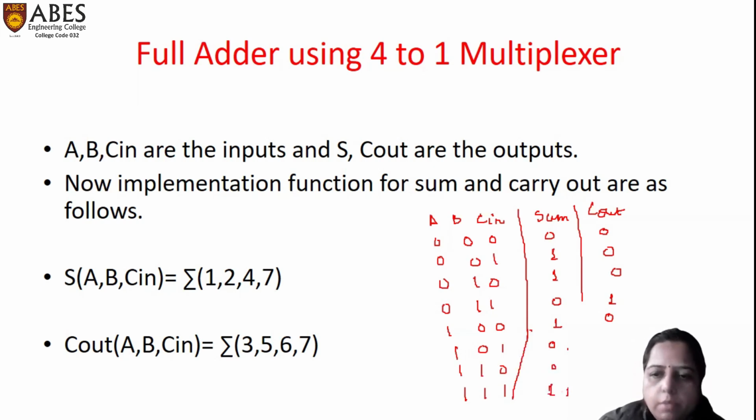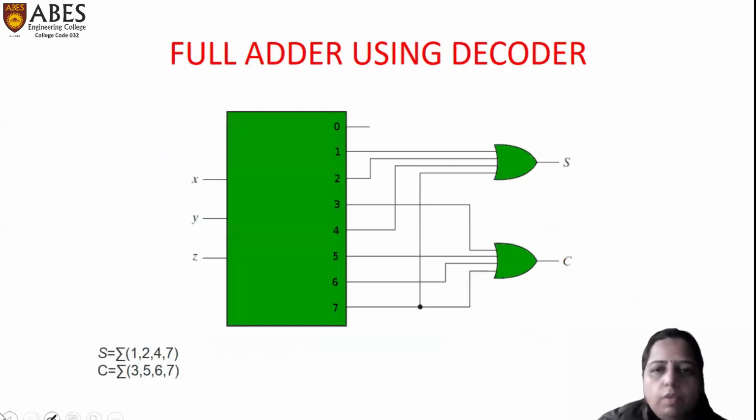So from this table, we can see that for the numbers 1, 2, 4, and 7, the sum is 1. While for 3, 5, 6, and 7, the carry is 1. And therefore, we have written 1, 2, 4, and 7 for the sum, and 3, 5, 6, 7 for the carry. So we will be realizing it with the help of this decoder. With the help of this decoder, we can write 1, 2, 4, 7 and 3, 5, 6, 7.